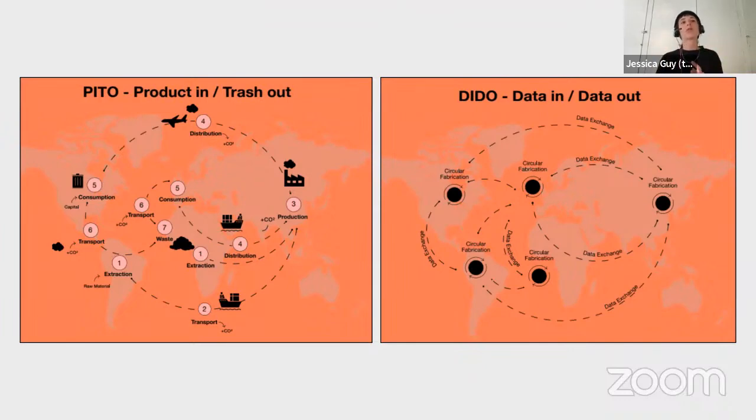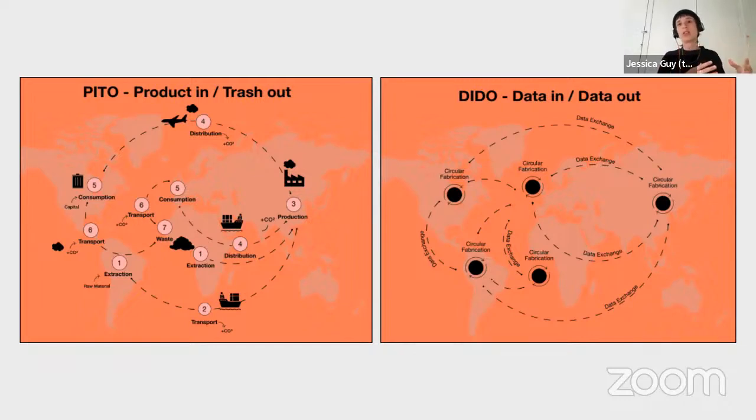It's moving away from the outdated production paradigm, what you can see here on the left on your screen, which is the PITO model, the product in, trash out model. So you're extracting resources in one area of the globe, you're shipping those to another area, you're manufacturing an item, and then this item is being shipped to another area where it's then used, most likely not to the end of its life cycle, and then thrown away, and then unfortunately somewhere it lands on a landfill and it just goes to waste.